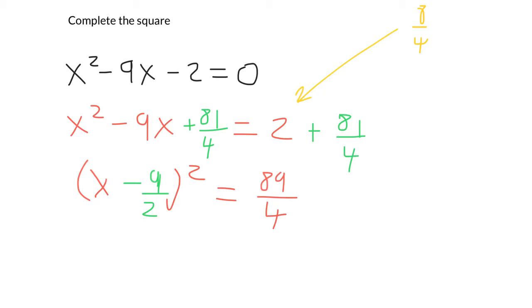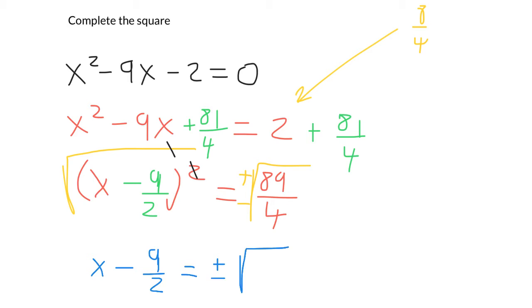At this point, we want to square root both sides. Square root, but we have to do this plus minus thing. Now, by square rooting both sides, the square root symbol on the left-hand side cancels with the exponent of 2, and then we're left with x minus 9 over 2 equals plus minus radical 89 over 4.